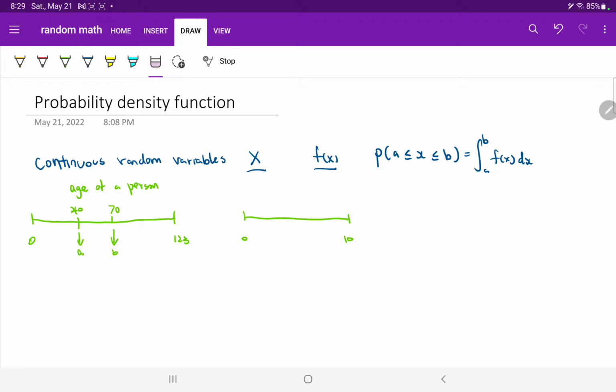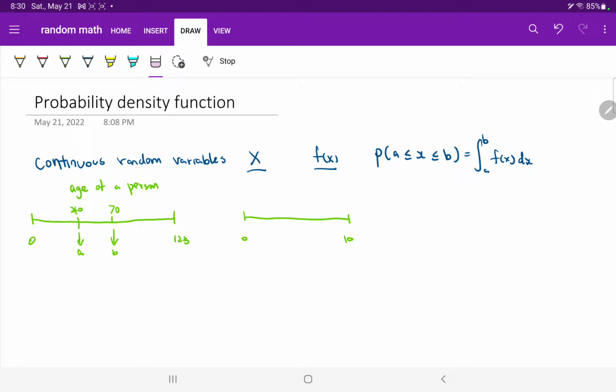Or maybe we're looking at the lifetime of a battery. I'm just using random values here, okay? They don't actually mean anything. So for the lifetime of the battery, let's say the longest time the battery can be used before it runs out of power is like 10 years. So it ranges from 0 to 10. That's the lifetime of the battery.